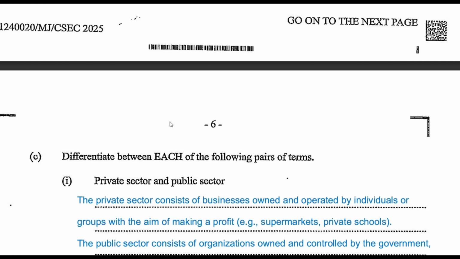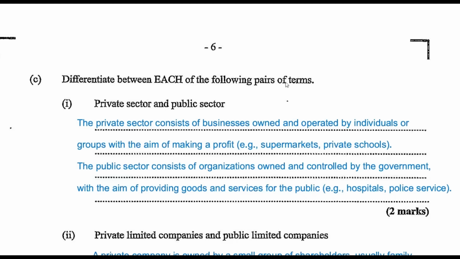Next, we move on to Part C. Part C told us to differentiate between each of the following pairs of terms. Differentiate means, show the difference between those terms. First of all, we can start by having a look at the difference between the private sector and the public sector. Now, the private sector consists of all businesses owned and operated by individuals or groups with the aim of making a profit. Therefore, all resources owned by private persons, they set up businesses with the aim of making profits. That is definitely a private sector.